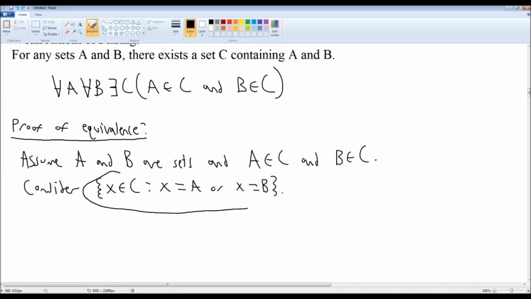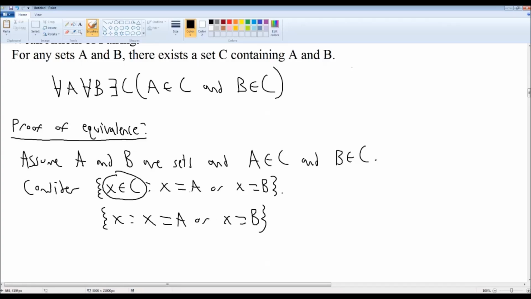But now look, this set can actually be rewritten like this. It can be rewritten as the set of X such that X equals A or X equals B. We can remove this X is an element of C constraint. Okay, and why is that?